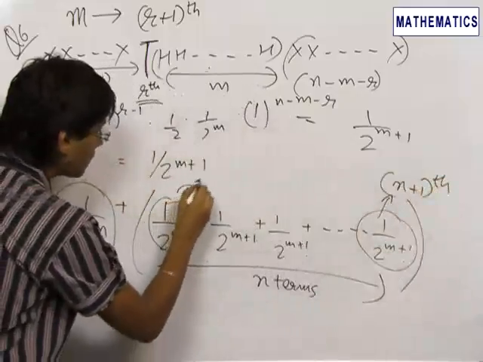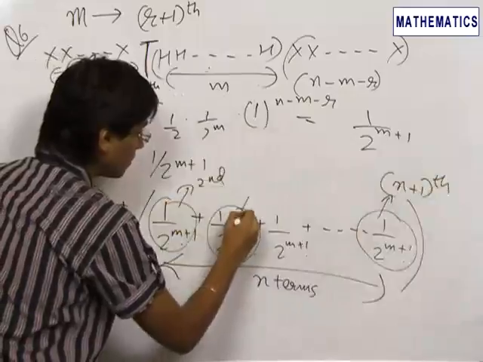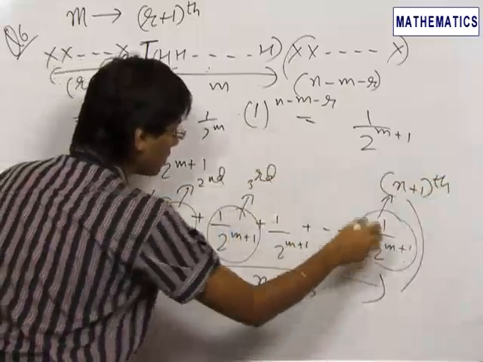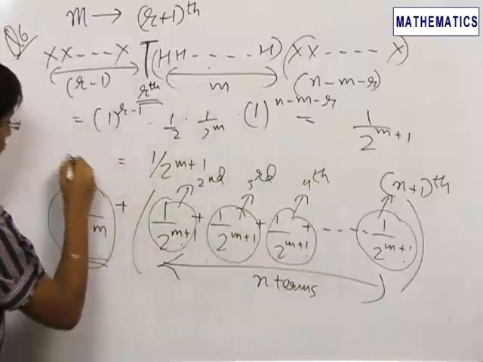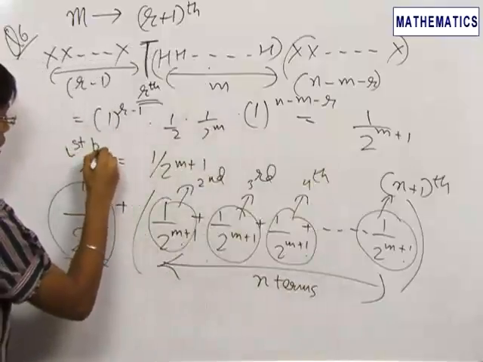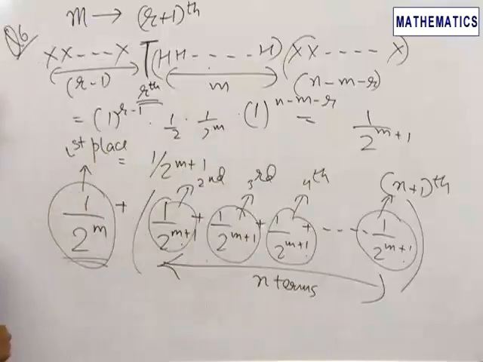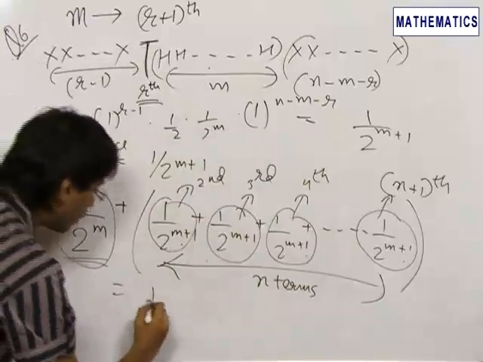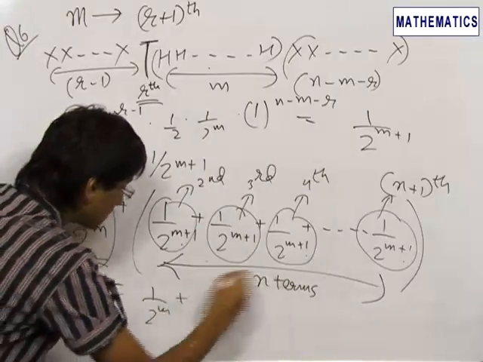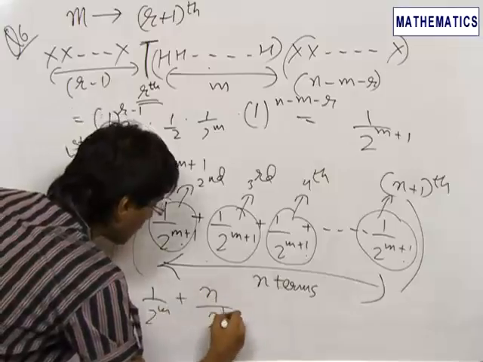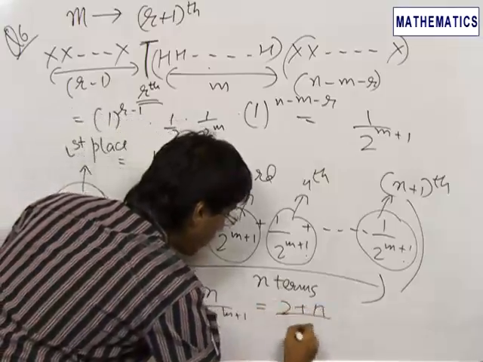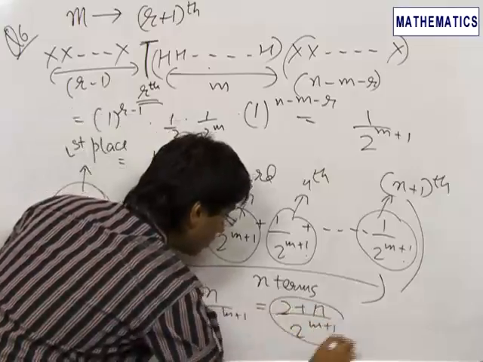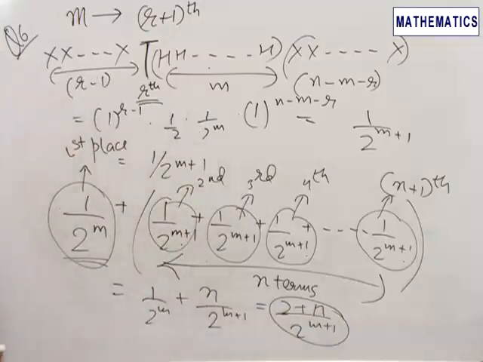This is the second place, third place, fourth place, and this is the probability of the series of heads starting from the first place. So this is equal to 1 upon 2 to the power m, plus n times 1 upon 2 to the power m plus 1. So this becomes 2 plus n upon 2 to the power m plus 1.